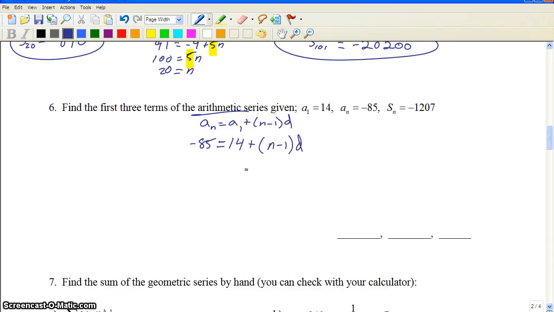So we need to use more information from what we're given. We're given this and we haven't touched that. If you remember what that means, that's the sum of the first n terms, which is this expression. So let's see if we can put some stuff in there. S sub n is negative 1207, equals n. We don't know what that is, that's okay. But we know what a sub 1 is, and we know what a sub n is.